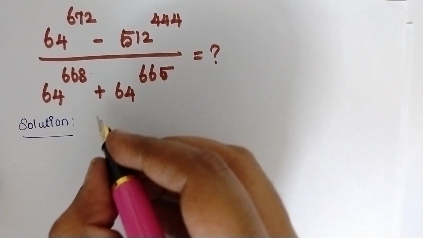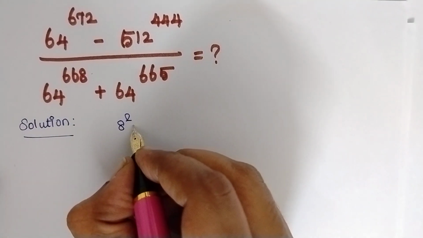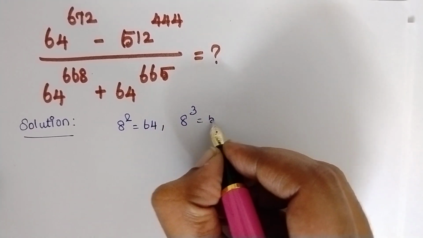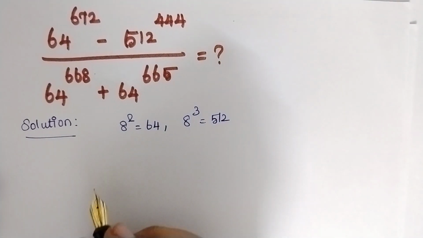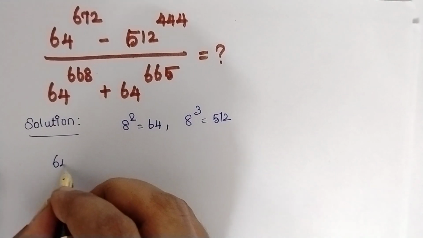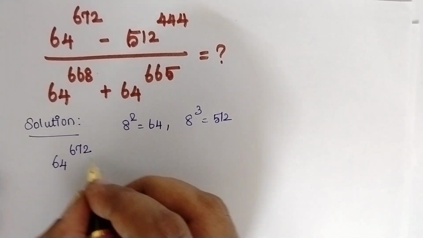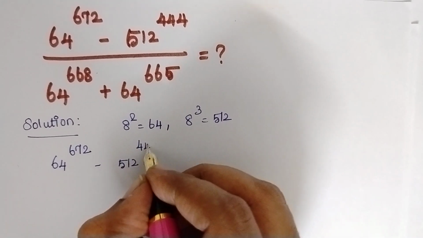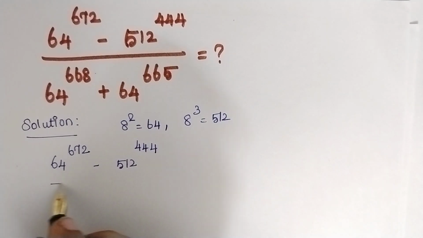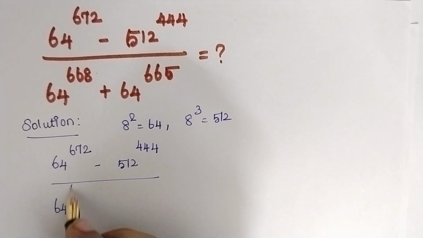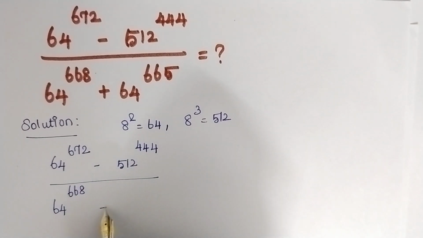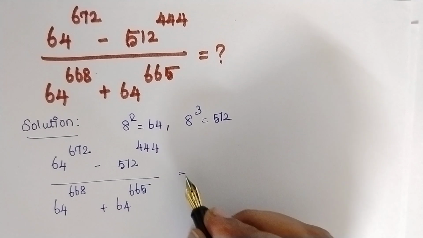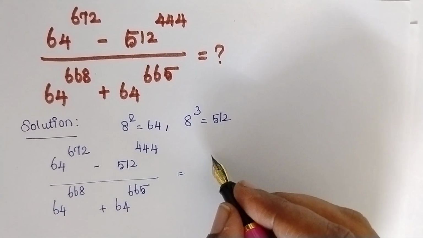By seeing it itself, we can identify that 8 square is equal to 64 and 8 cube is equal to 512. So just substitute it in its place. Therefore, 64 power 672 minus 512 power 444 by 64 power 668 plus 64 power 665. So now, this is what the question is. So just substitute the values.